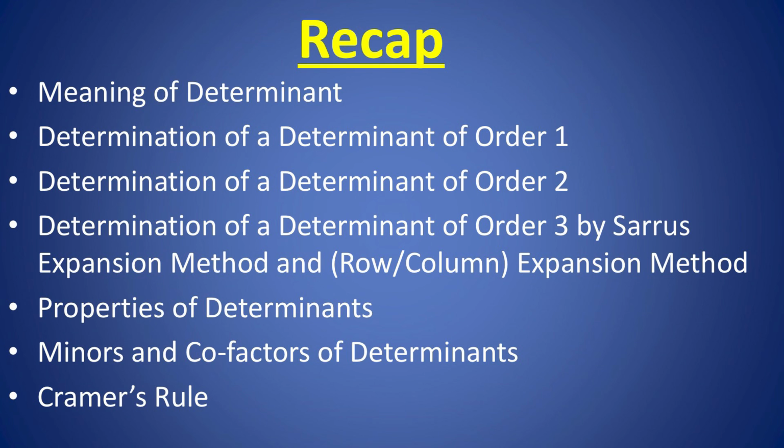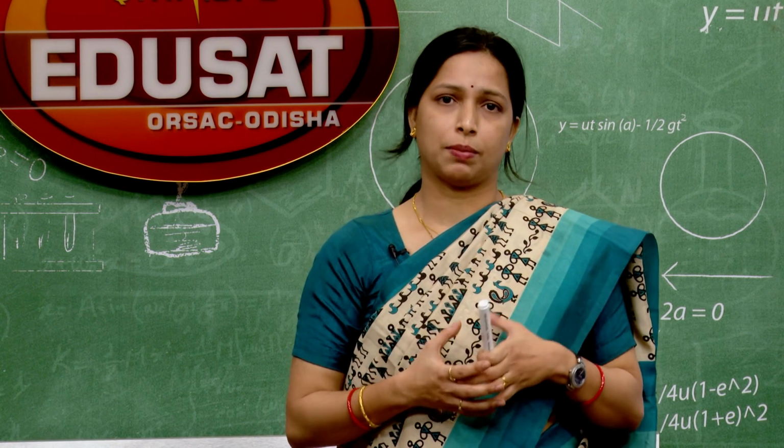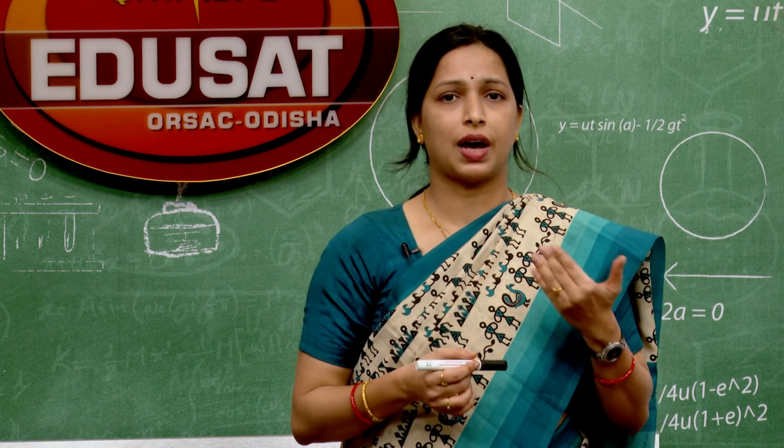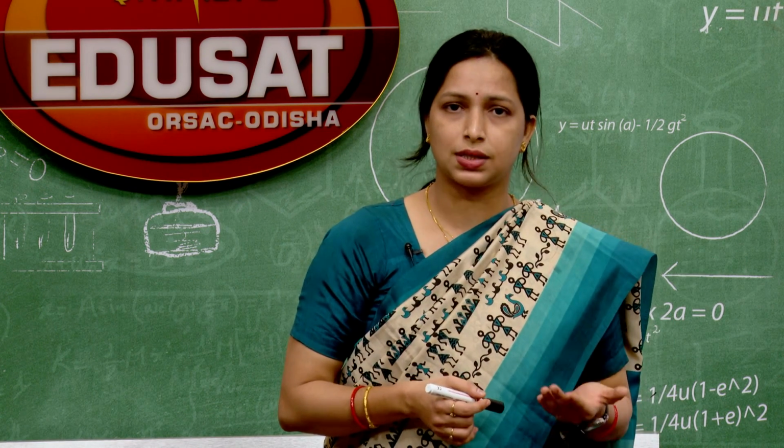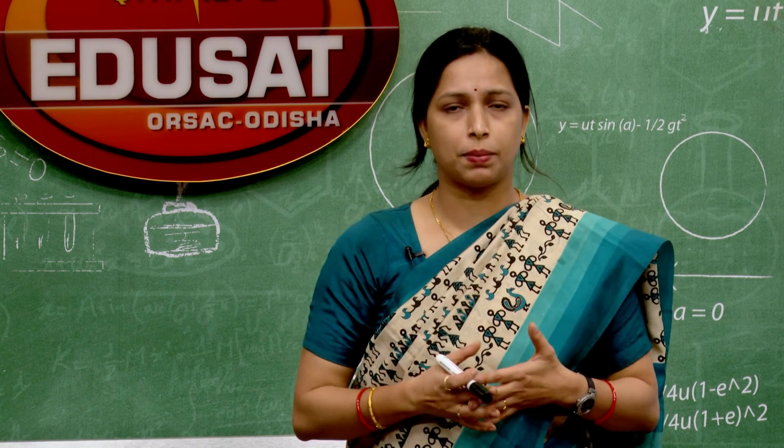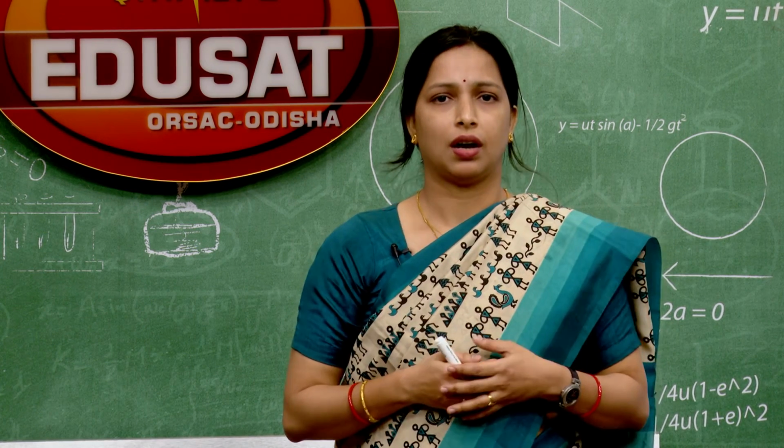Lastly, we have discussed how to use Cramer's rule, because the best application of determinants is to solve linear equations, and that is where we can use Cramer's rule in order to find out the values of unknown variables, whether there are 2 variables or 3 unknown variables.